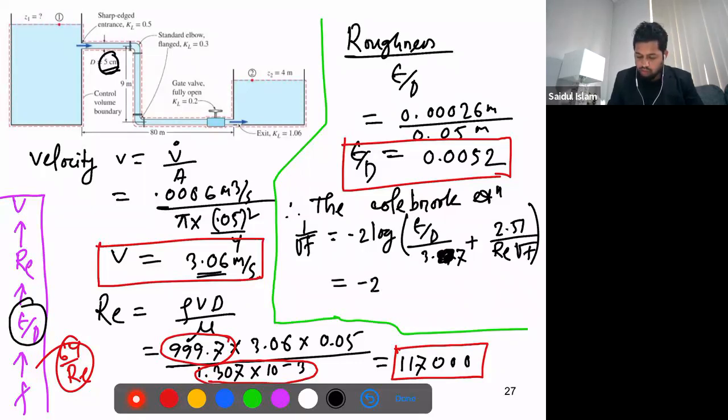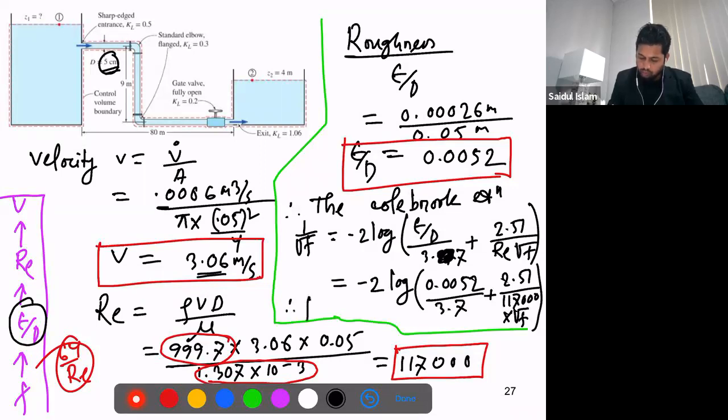So what do you need to do? You need to substitute all the values. Epsilon over D is 0.0052. It is 3.7. It is 2.51. The Reynolds number 117000, and the square root of F. So if we solve it, then we'll get F equal to 0.0315. So this is the friction factor value we got. So we have got the friction factor value, and now we can easily solve this.